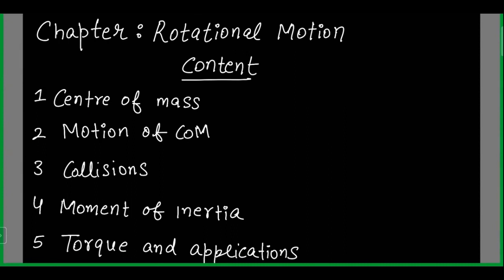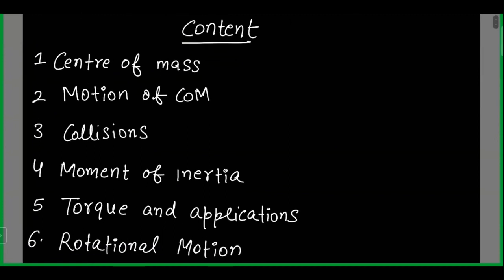So rotational motion will have basically 3 parts. Number 1 is center of mass. What is center of mass? How do we calculate center of mass, for a discrete body and a continuous body? Then how the center of mass moves, so what is the motion of center of mass? This is our first segment. You should cover these 2 lectures in 1 day.